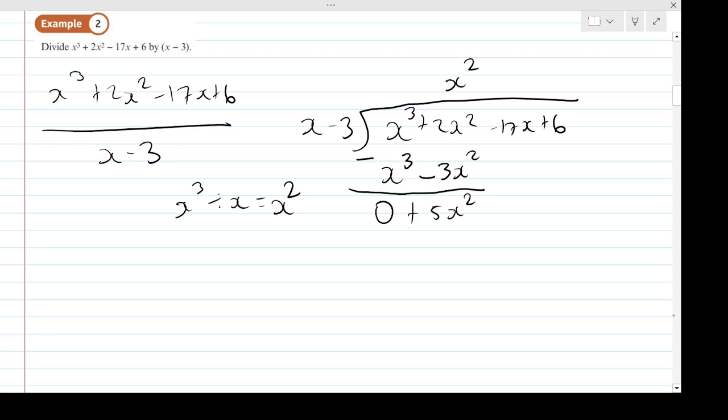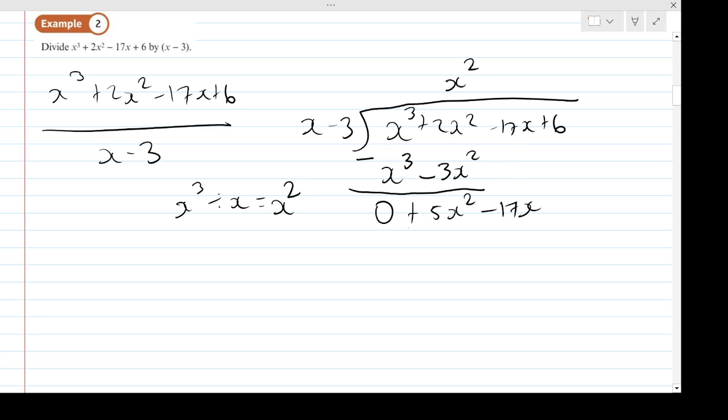That's the step we're going to be doing repeatedly until we've used up all the numbers and completed the bus stop. To start the next part and repeat the step, we bring down the next term, which is minus 17x. I'm going to bring that down there, and then I'm going to use it down here.